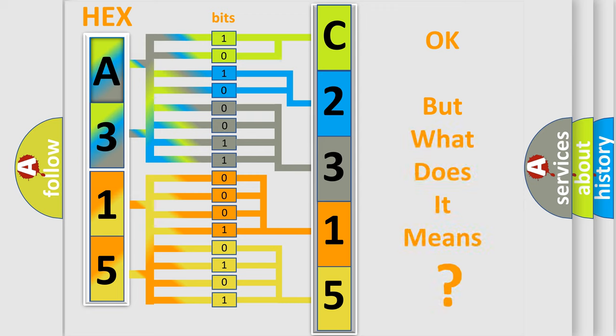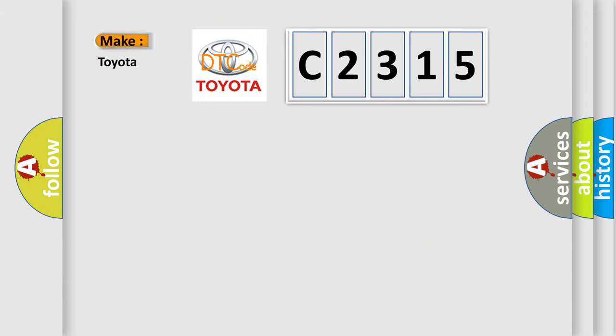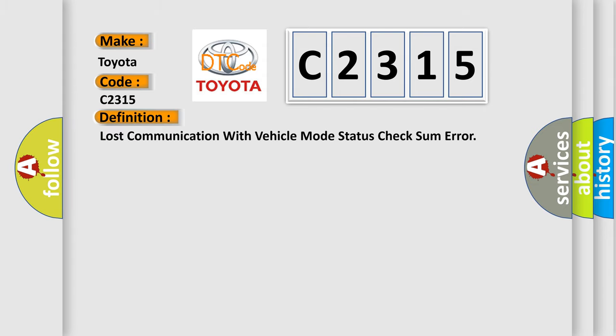The number itself does not make sense to us if we cannot assign information to what it actually expresses. So, what does the Diagnostic Trouble Code C2315 specifically interpret for Toyota car manufacturers? The basic definition is lost communication with vehicle mode status, checksum error.